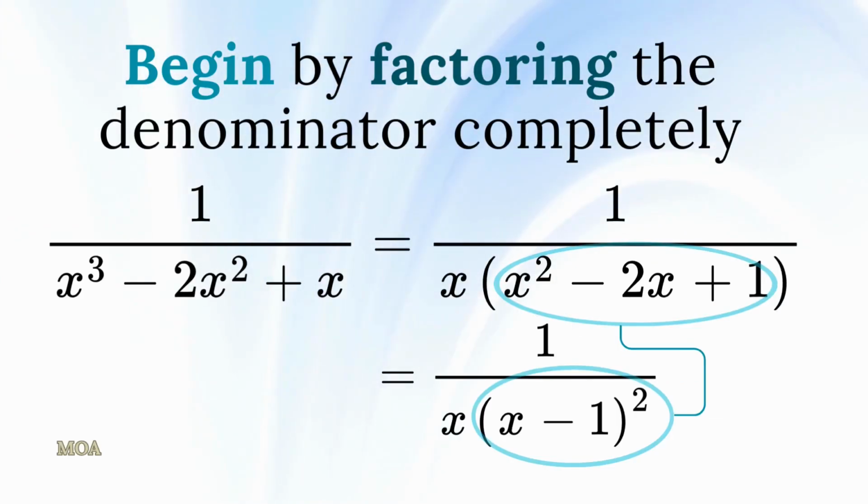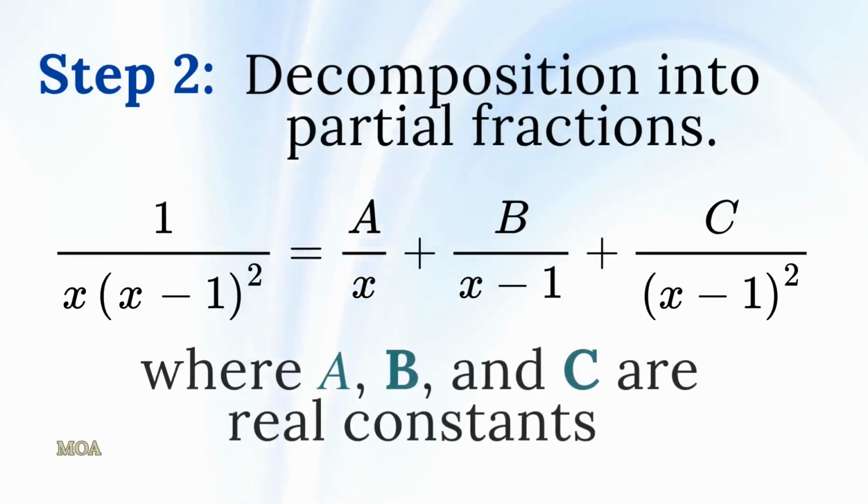Now, recall the integrand: 1 over the quantity x cubed minus 2x squared plus x. To proceed, begin by factoring the denominator completely. Specifically, factoring out x, we get x times the quantity x minus 1 all squared. So the denominator becomes x times x minus 1 squared. In step 2, we decompose the rational function into partial fractions.